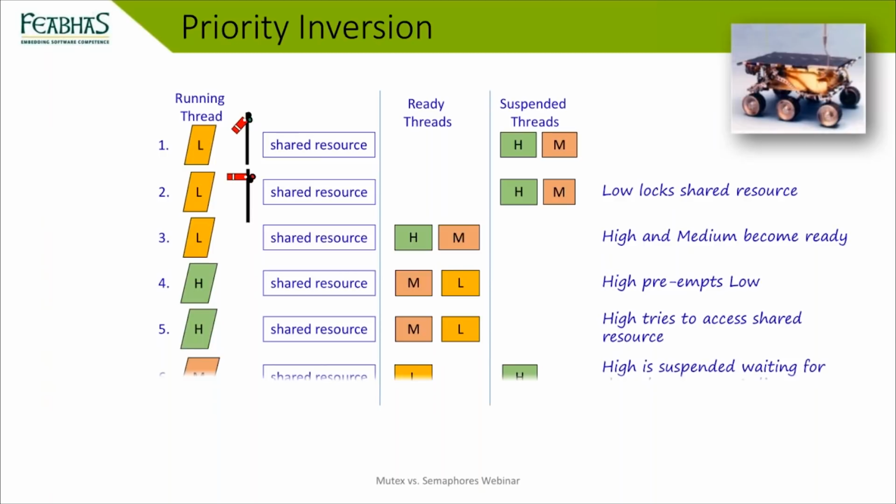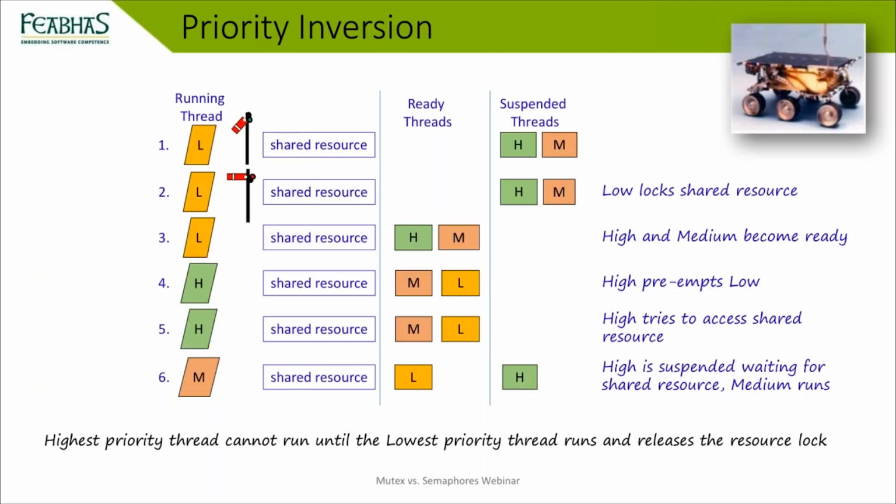But because of our prioritization model, the low priority thread doesn't get to run because the medium priority thread is at the head of the ready queue. So the operating system will go and grab the medium priority thread and schedule it, do the context switch to it, and it will start running. And that means that the high priority task cannot run again until the lower priority task gets a chance to run to release that resource. And this can cause real problems.